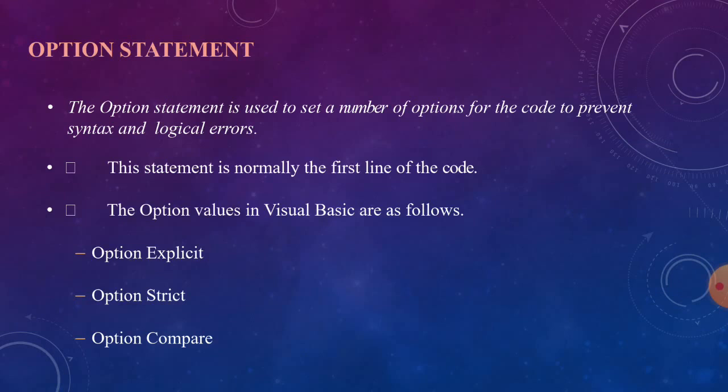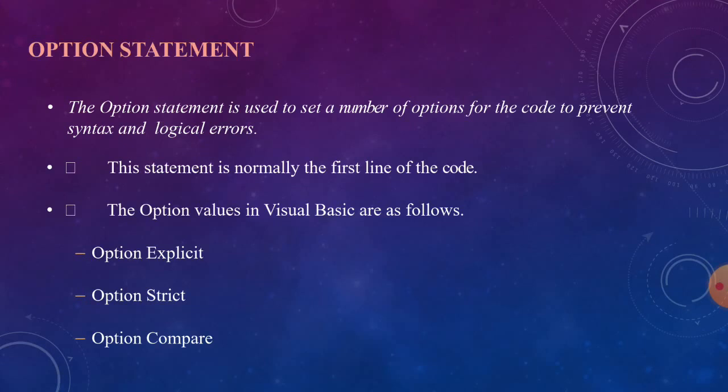Next, we have one statement known as Option Explicit. The Option statement is used to set a number of options for the code to prevent syntax and logical errors. This statement is used to prevent syntax and logical errors in VB coding. This statement is normally the first line of the code. The first line of a VB program is Option Explicit, or we can give Option Strict, or Option Compare. That is the first line, the option statement.